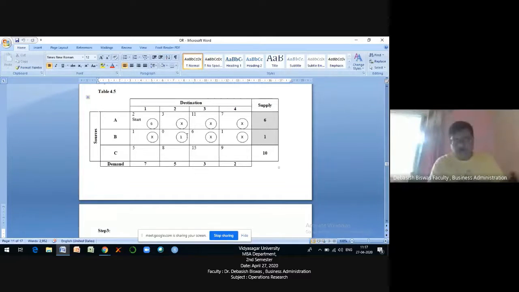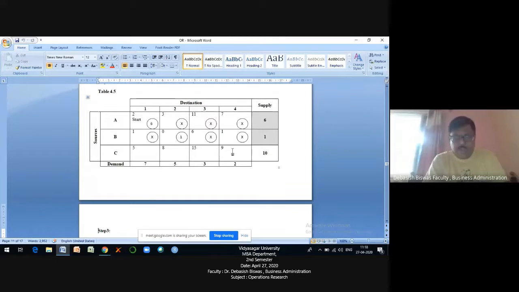So we will not consider this row because supply has become already 0 in the previous table. Now, if we exclude these 4 values out of 12, then we have 8 values remaining. 1, 2, 3, 4, and in the third row 1, 2, 3, 4, right?